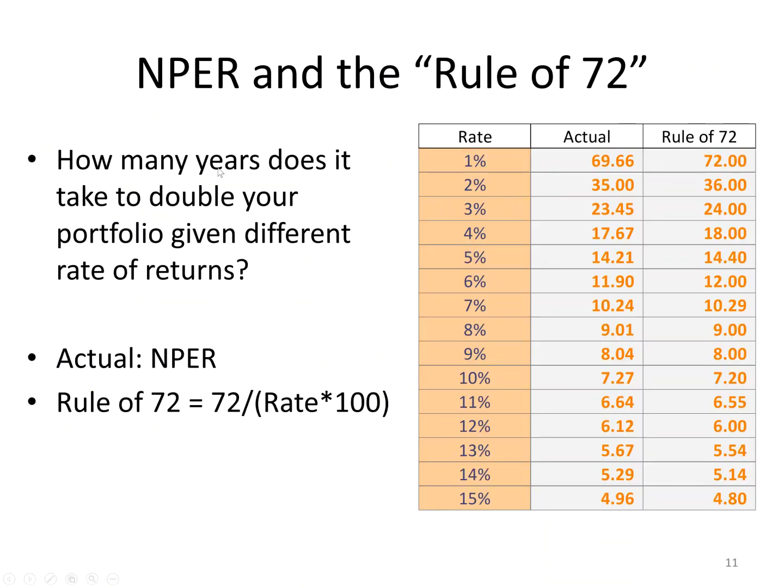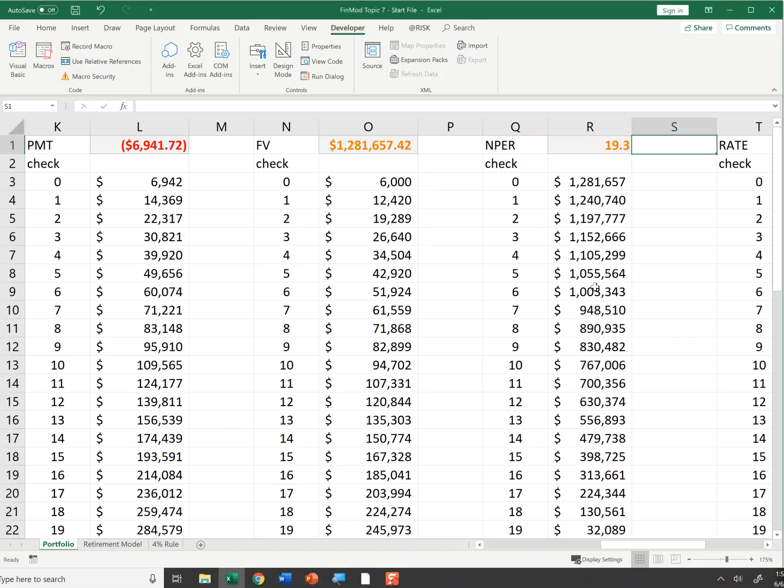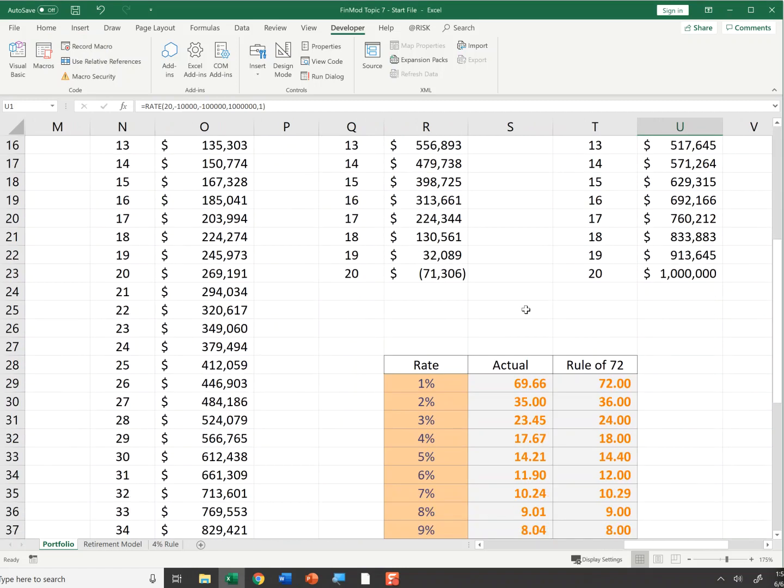Next problem. The NPER function and the rule of 72. The rule of 72 tells you how long it takes for your money to double. However, that depends on the interest rate, right? The higher the interest rate, the faster your money doubles. Now I could do an NPER function, and I do that down here.